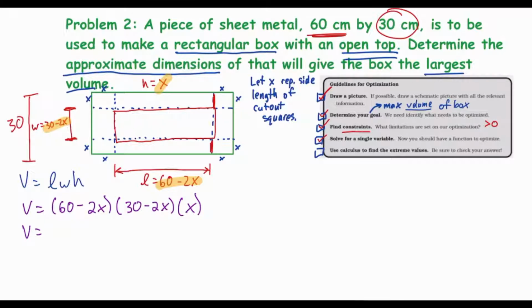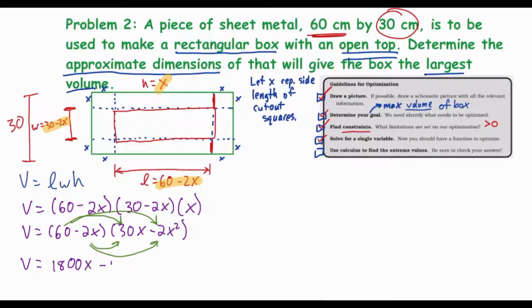So we're going to do volume is 60 minus 2x, and I'm going to multiply the second and third factors together right away. So I'm going to have 30x minus 2x squared. From here, it's just double distributive property. So 60 says hello to my first term and my second term. Negative 2x says hello to my first term and my second term. And so we're going to get 1800x minus 120x squared minus 60x squared plus 4x cubed.